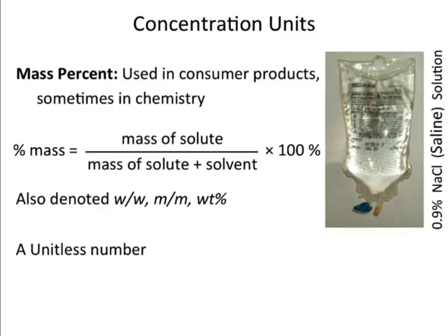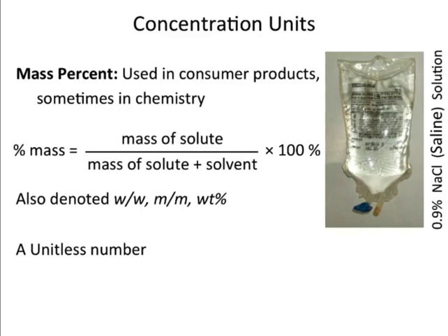We use this sometimes in chemistry when we don't care too much about the precision of the number we're dealing with. And this is really commonly used in consumer products. They use this in biology a decent amount too. And it's a pretty straightforward thing. You're doing a percentage. You have the mass of what you care about, the solute, over the total mass, solute plus solvent. And so, for example, this little bag of IV fluids is labeled 0.9%.